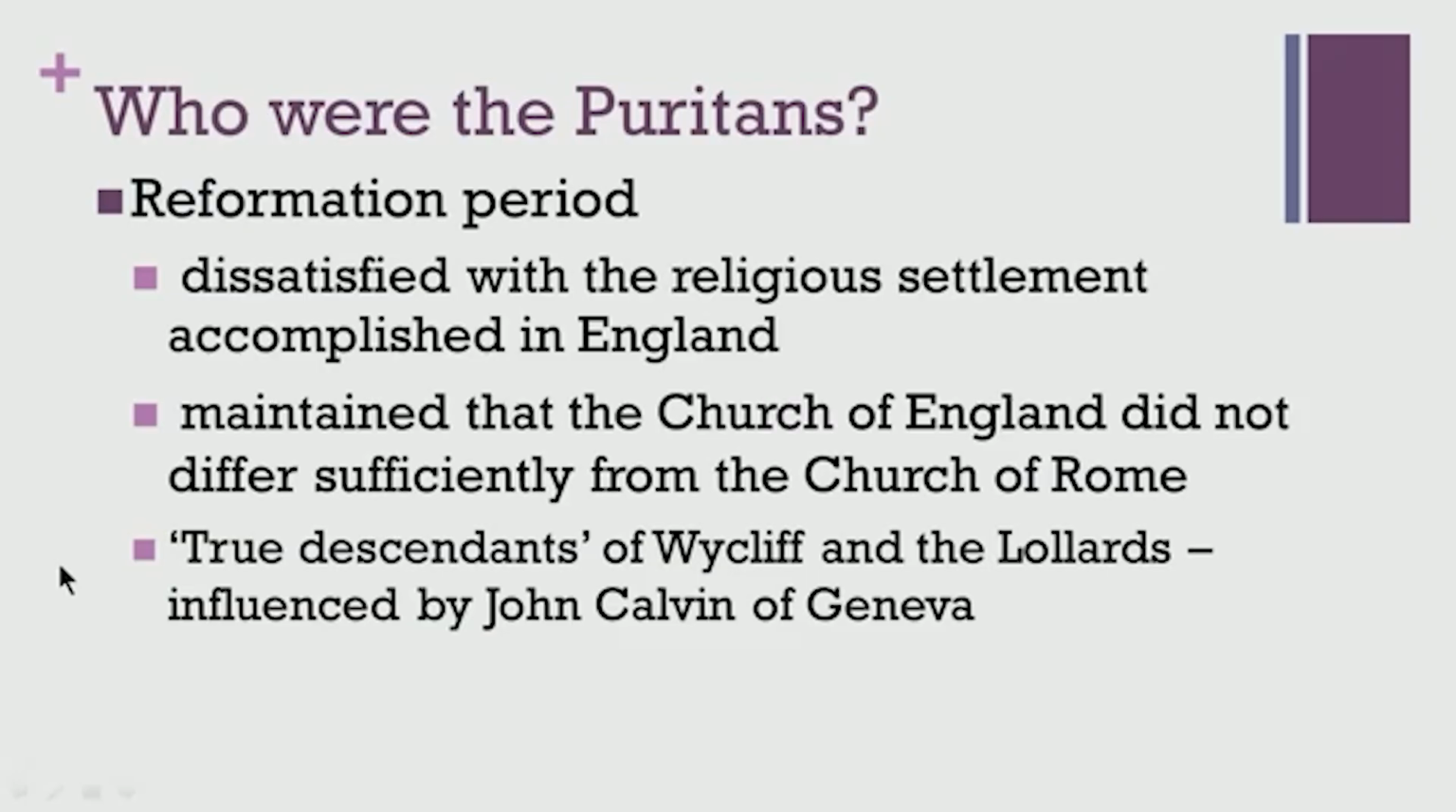And now we need to take a look at who the Puritans were. The Puritans were the ones who began to be forged as a community from the Reformation period onwards, and they were the ones who were dissatisfied with the religious settlement accomplished in England. And they also maintained that though the Church of England had managed to break away from the Church of Rome, it did not differ sufficiently from the Church of Rome. And in that sense, they claimed themselves to be the true descendants of Wycliffe and the Lollards.